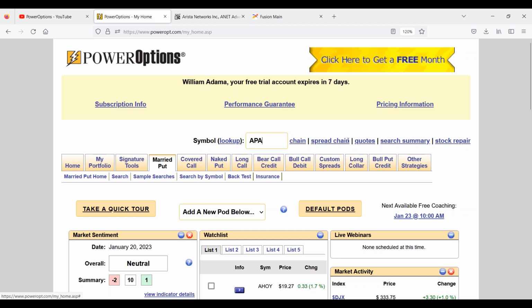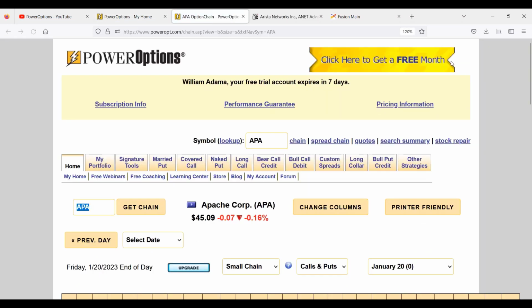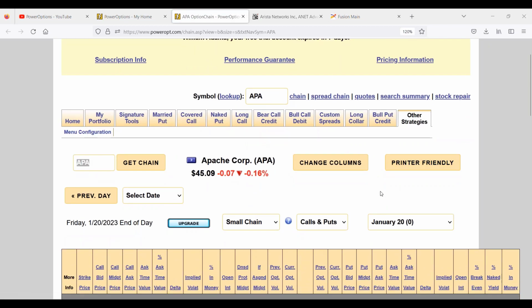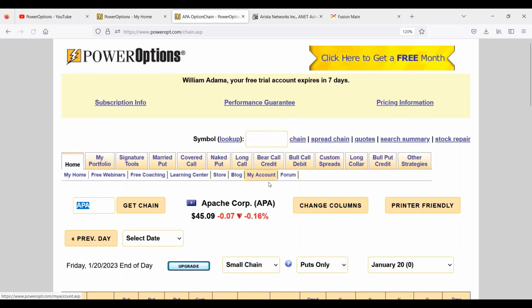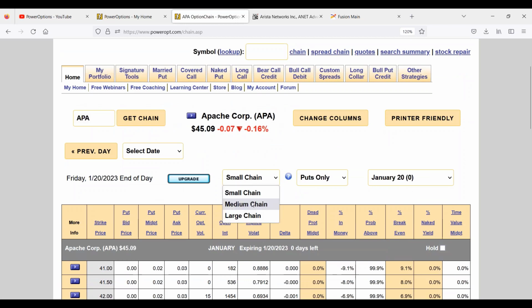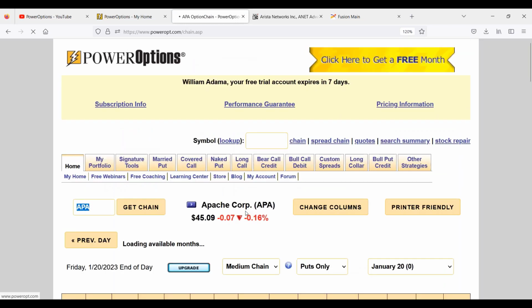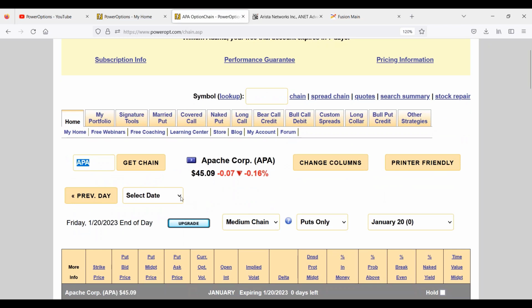I'll go with APA, and I'll just go to chain. Now, this is a trial, and during the trial, you have access to about 2 to 3 months of historical data. So now that I'm in the chain, let's say I just wanted to look at puts recently. I wanted to buy puts on Apache maybe a month or 2 ago to see how they work. Let me go to the medium chain, but I want to see the chain that was available on December 1st, December 2nd, let's say roughly, or December 5th.